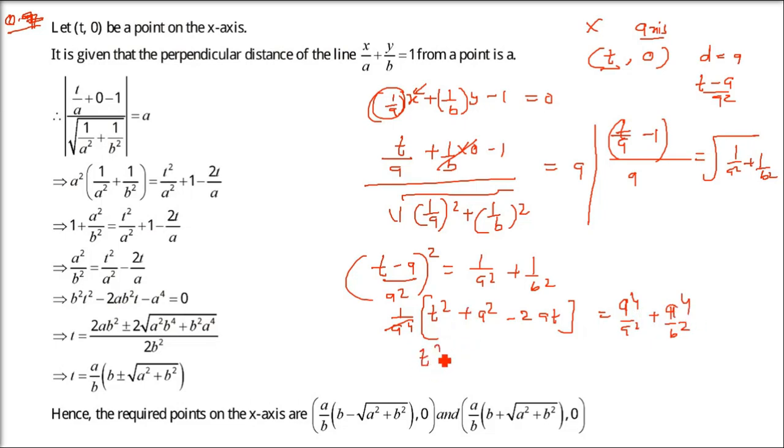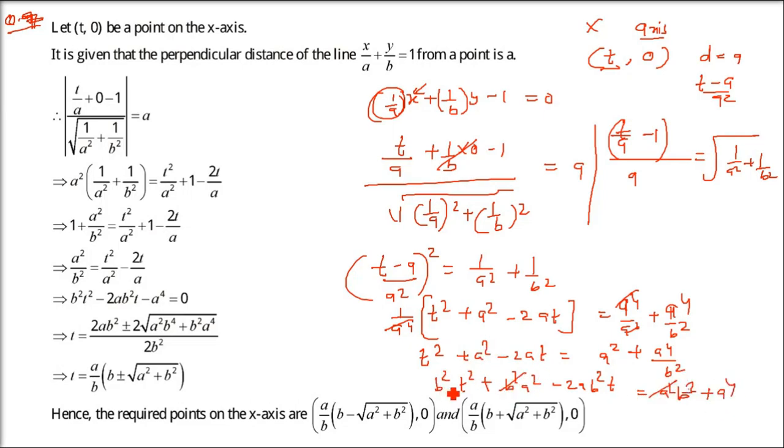So what do you get? t square plus a square minus 2at, and this is a square, and then we have this a to the power 4 over b square. Now b square is still in the denominator, so let us multiply every element with b square. So you have b square t square plus b square a square minus 2a b square t, and this equals a square b square plus a to the power 4, right?